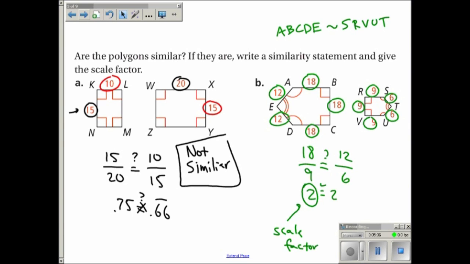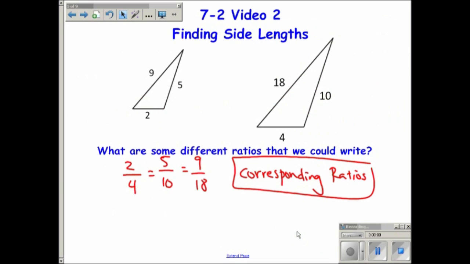Okay, and that'll wrap up our first video on what does it mean for polygons to be similar. In this second video on section 7-2, we'll look at finding missing side lengths. Okay, and before we do, I want to talk briefly about the different kinds of ratios that we could use and how we could use the scale factor to do this.